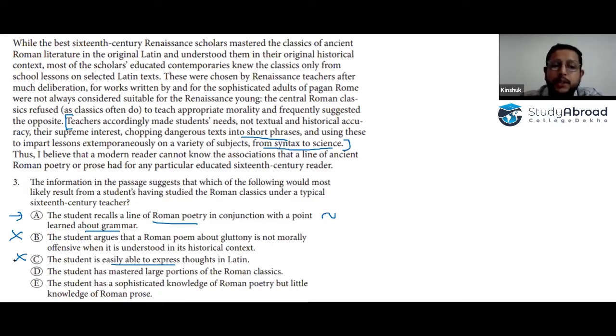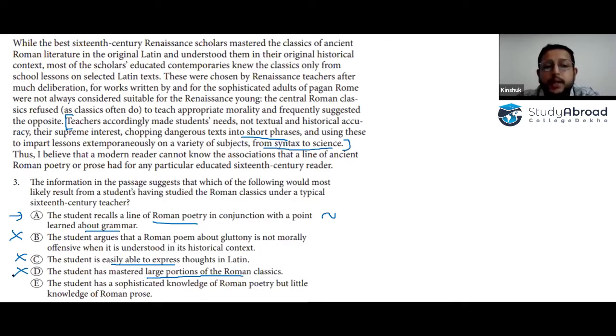Next, answer choice D. The student has mastered large portions of Roman classics. So again, how can they master large portions of Roman classics when the teachers of that time, the 16th century, are actually cutting down the text? So that is difficult. So again, it will be eliminated. Then last, answer choice E.